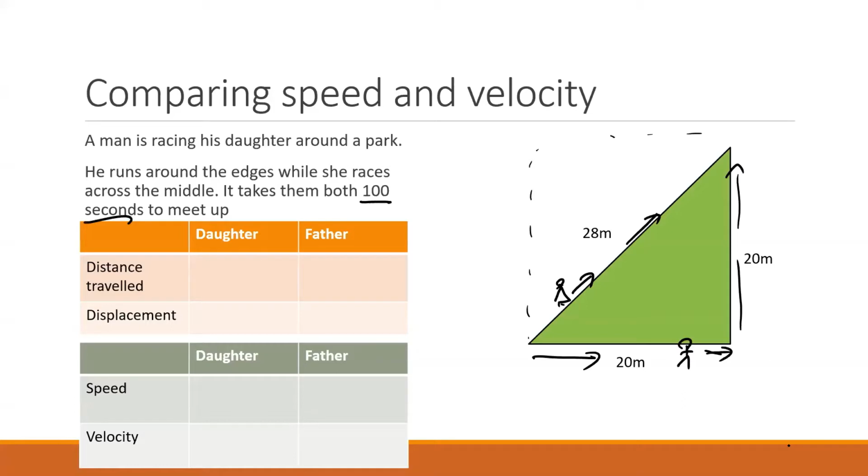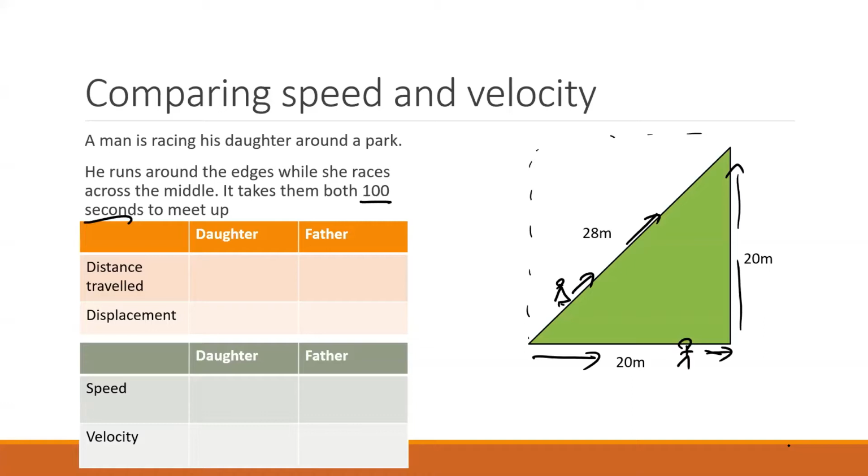Wait, isn't the girl going to win? Well, no, I've said it takes them both 100 seconds, so they meet up together. We're going to explore what happens. We're not going to say they're running at the same speed. If they were running at the same speed, the daughter would win, yes.